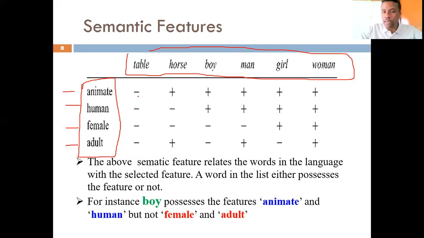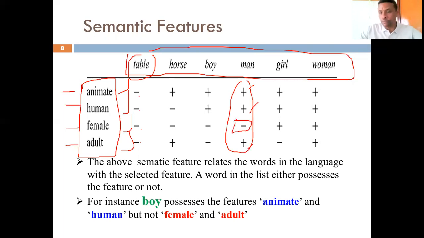For a table, it is not animate, not human, not female, not adult. As you can see, a table cannot possess the property of animate, human, female, or adult. And if you see here, a man possesses the property of animate, human, and adult, but it does not possess the property of being female. So having such a representation is what we call a semantic feature.